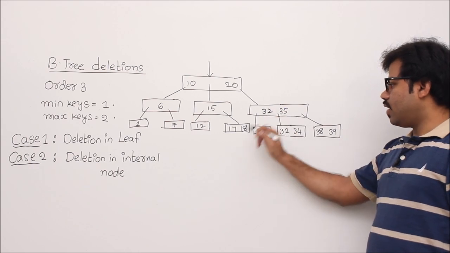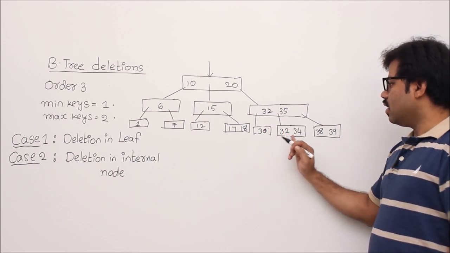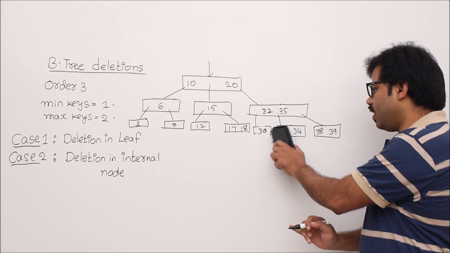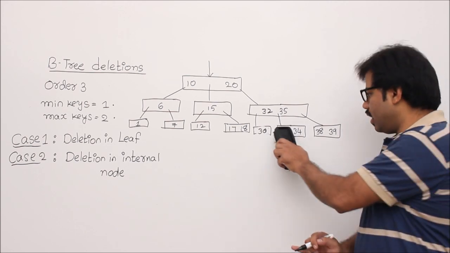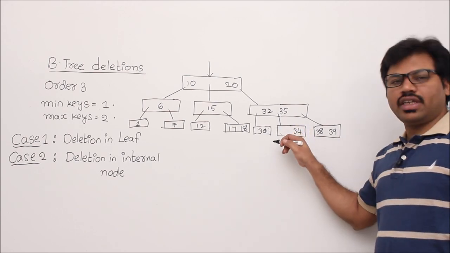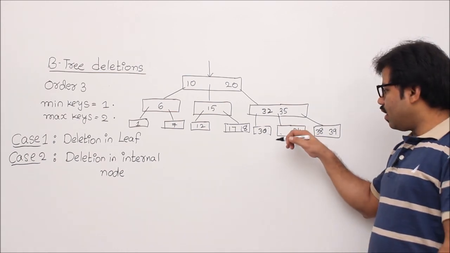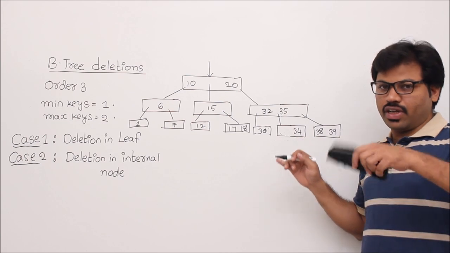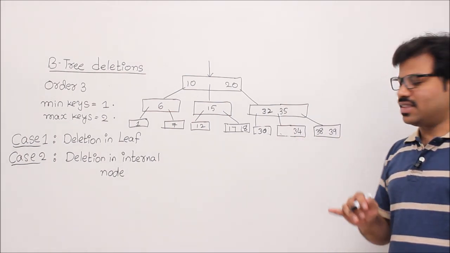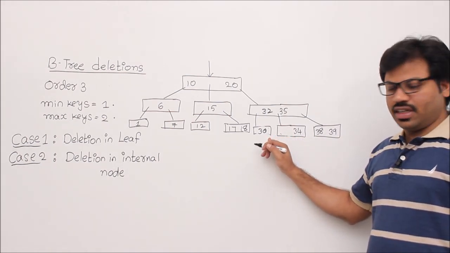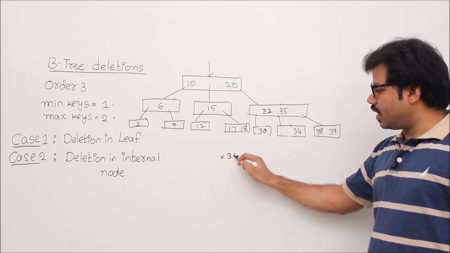Now 32 is on the left, and 30, 32 is on the right. See here, 32 is repeated, but in a B tree we don't repeat the keys, right? We should delete it. Since we have sufficient keys here, there will not be any problem. But sometimes you will not have sufficient keys in the sibling from which you are transferring the keys. For example, let's say deletion of 30. Now we will see deletion of 30.